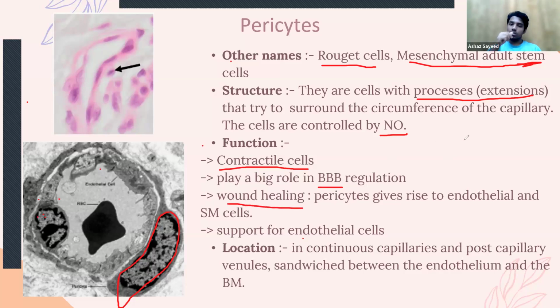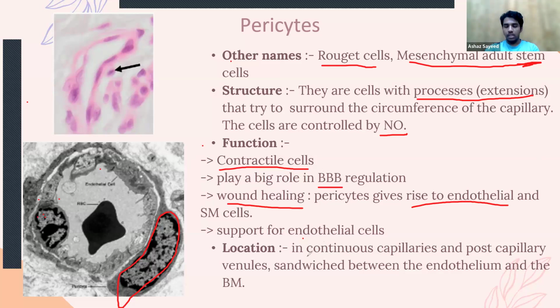Wound healing. If someone gets a wound, since capillaries are pretty small, they can be devastated, absolutely destroyed. And parasites are responsible for regenerating the structures in the capillaries. So the parasites give rise to endothelial cells, and in some cases they give rise to smooth muscle cells too, but mostly they give rise to endothelial cells.